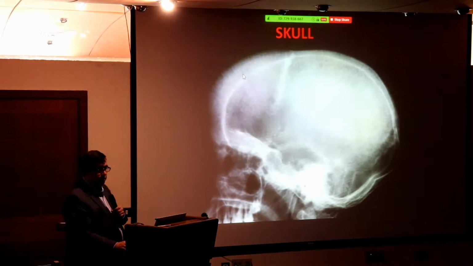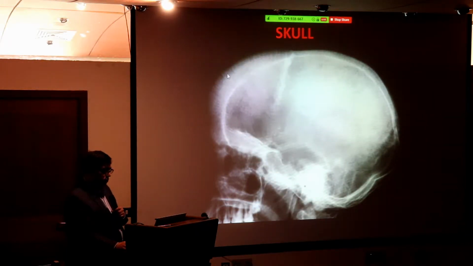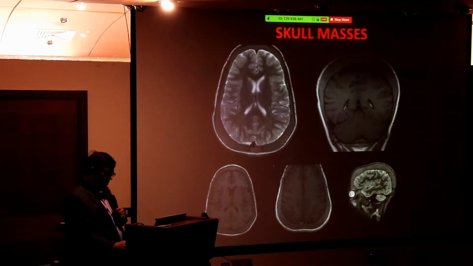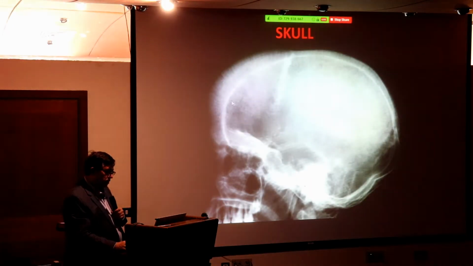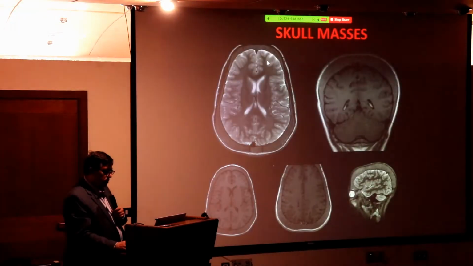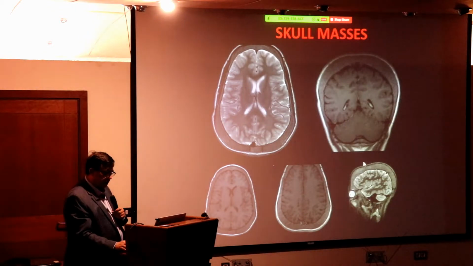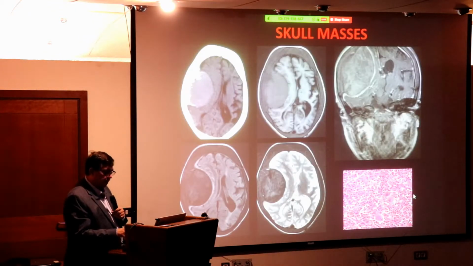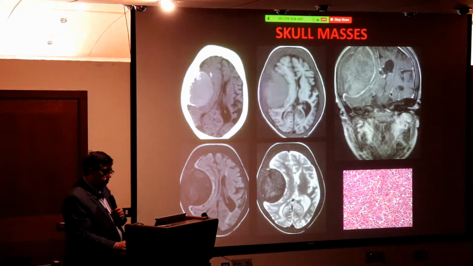And you can see this on plain skull X-ray, so-called hair on end, as if these are hairs and they are standing up. So once again you can see hair on end. Or enlargement of the whole skull like this. Or even bone masses, skull masses.